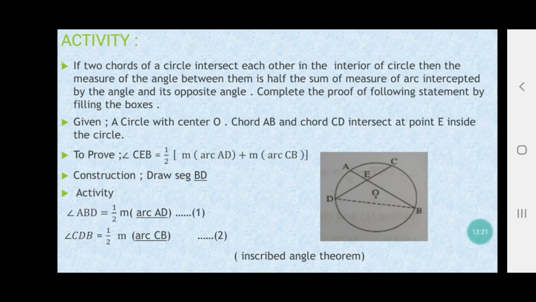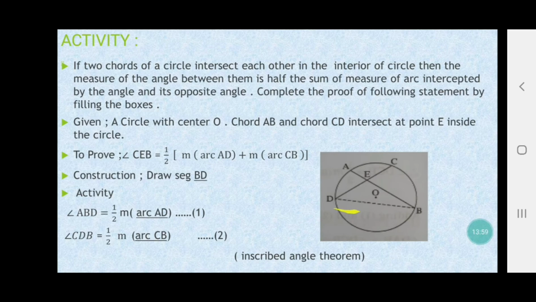So what is given to us? The given part is circle with center O and chords CD and AB intersect each other at point E. DC and AB intersect at point E inside the circle. Where is it intersecting? Inside the circle. To prove: angle CEB is equal to half measure arc AD plus measure arc CB. This we have to prove.